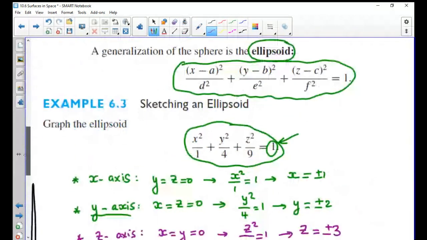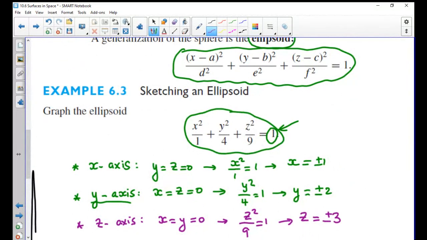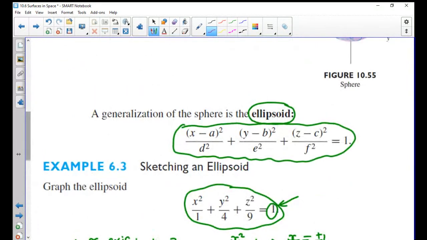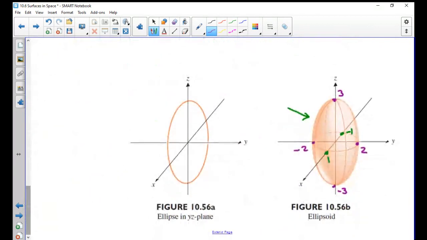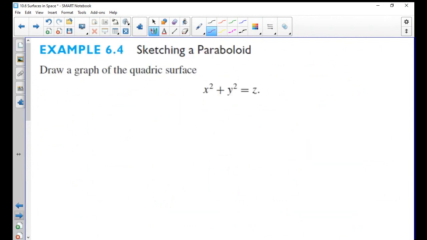So any equation of this type, yeah, will be an ellipsoid. And the center, what are the values of a, b, c in this example? 0. So this ellipsoid, its center is 0, 0, 0. Of course, you could have it somewhere else. It may be centered at another point. But in this example, its center is actually the point right here. It's 0, 0, 0. Okay.